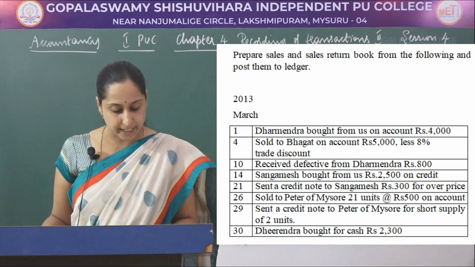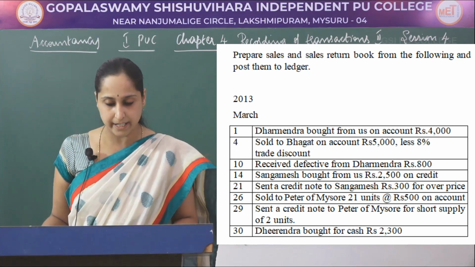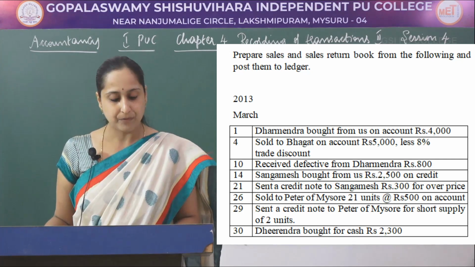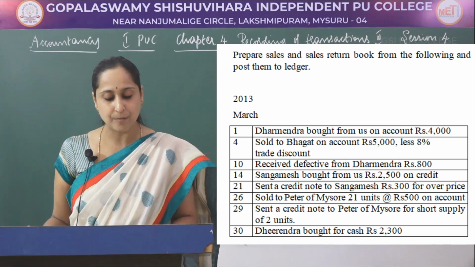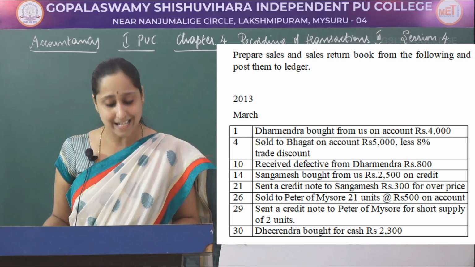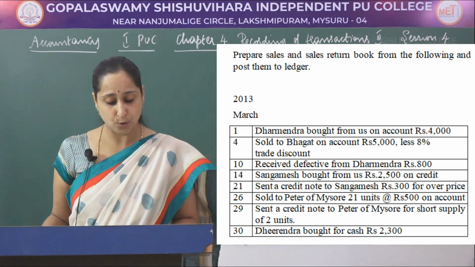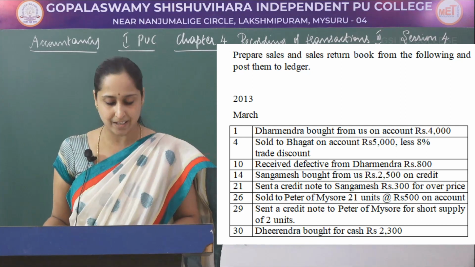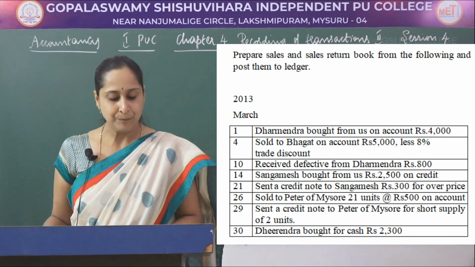On March 14th, Sangamesh bought from us rupees 2,500 on credit. This again we have to record in sales book. On March 21st, sent a credit note to Sangamesh rupees 300 for overprice. This we have to record in sales return book. Here we are giving a credit note to Sangamesh. You know, credit note means it is related to sales return. So we have to record rupees 300 in sales return book.